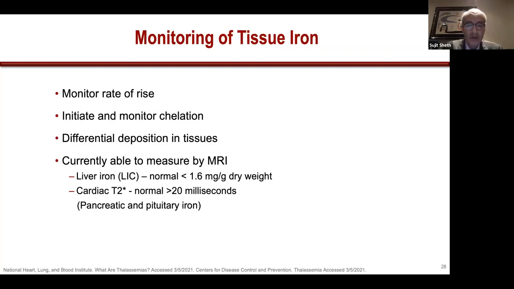So under normal circumstances, the cardiac T2 star is greater than 20 milliseconds. Some would like it to say 25 or 30 milliseconds. And then pituitary and pancreatic iron is also measured by MRI, but that's not really standard of care. Keep in mind, liver iron concentration higher is worse. Cardiac T2 star lower is worse.